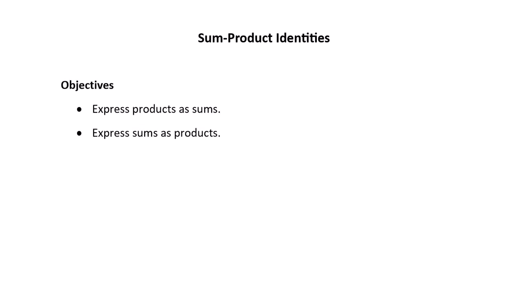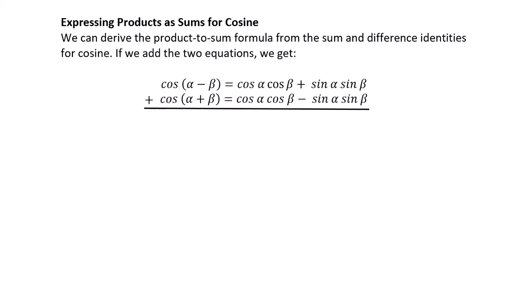Sum-Product Identities. Objectives. Express products as sums. Express sums as products. Expressing products as sums for cosine. We can derive the product to sum formula from the sum and difference identities for cosine.